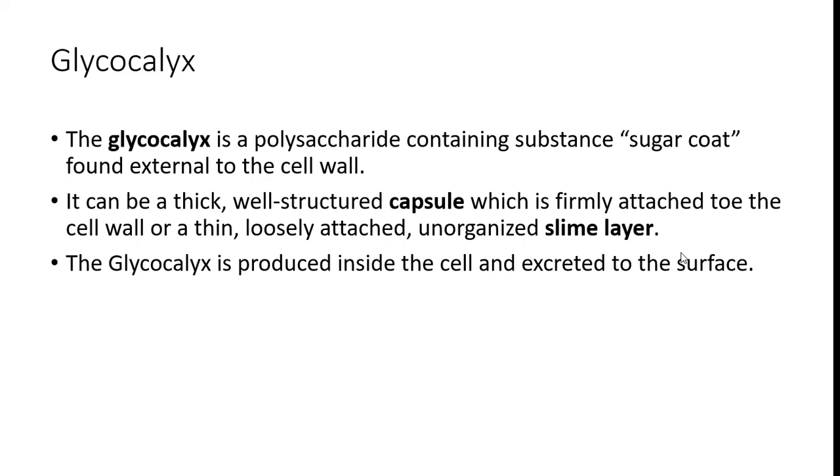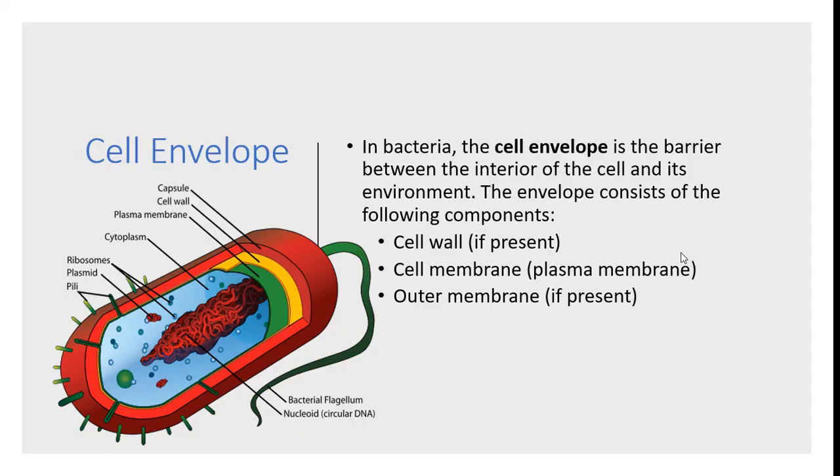The glycocalyx will have one of two structures. As you saw in our picture, the red structure there, we call it a capsule because it is a thick, well-structured unit and it's going to be firmly attached to the cell. On the other hand, there can be a thin, loose layer that's really unorganized. It might look more like mucus, but it's actually not mucus, and it is called a slime layer. So the glycocalyx or sugar coat, two different looks to it, can be a capsule or a slime layer.